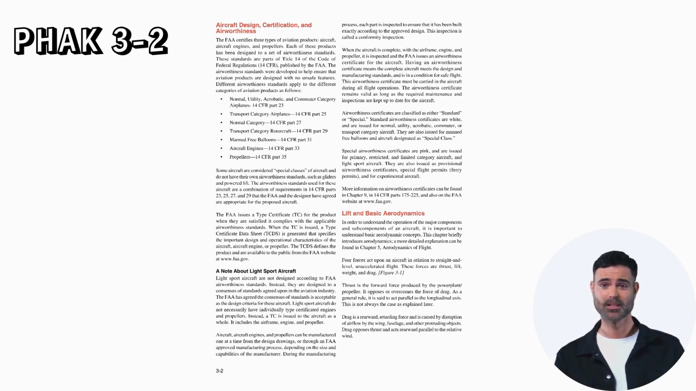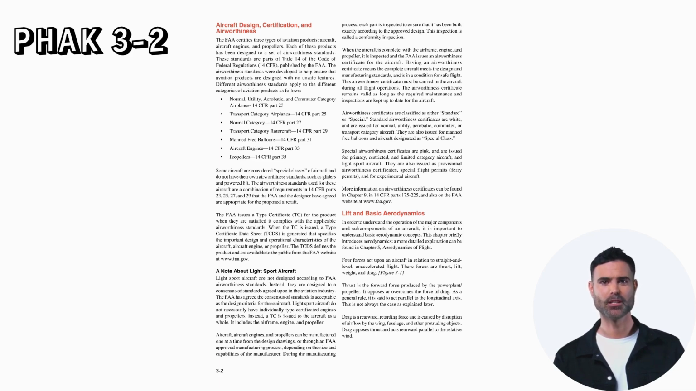Some aircraft are considered special classes of aircraft and do not have their own airworthiness standards, such as gliders and powered lift. The airworthiness standards used for these aircraft are a combination of requirements in 14 CFR Parts 23, 25, 27, and 29 that the FAA and the designer have agreed are appropriate for the proposed aircraft.